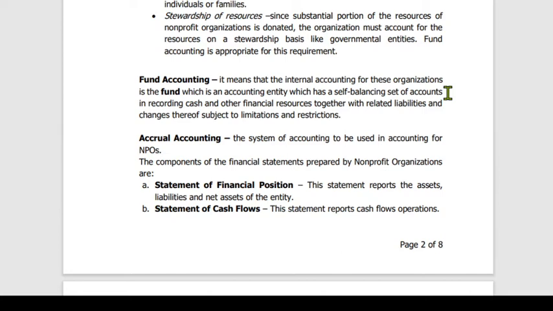Accrual accounting is the system of accounting to be used in accounting for nonprofit organizations. So, accrual accounting din ang gagamitin under the nonprofit organization. However, in government accounting, ginagamit din natin yung modified accrual basis.